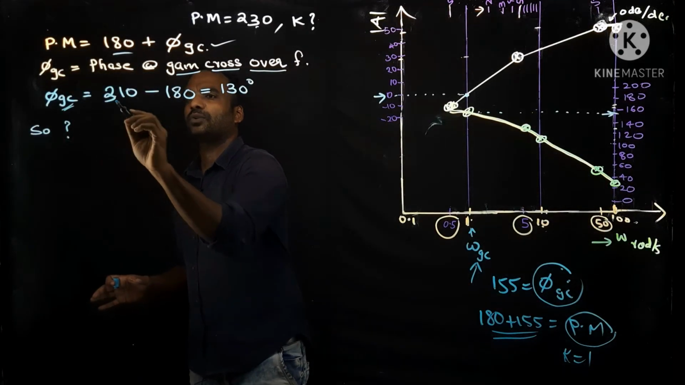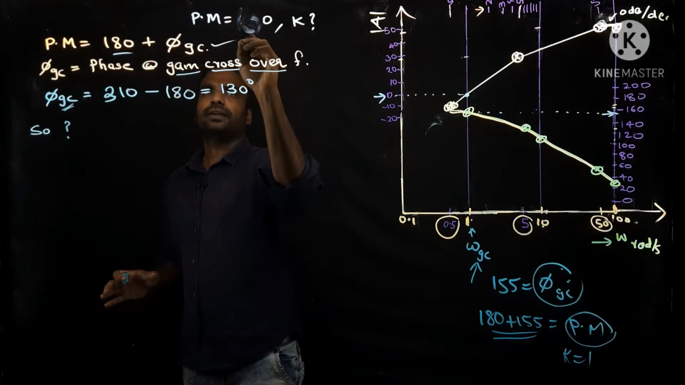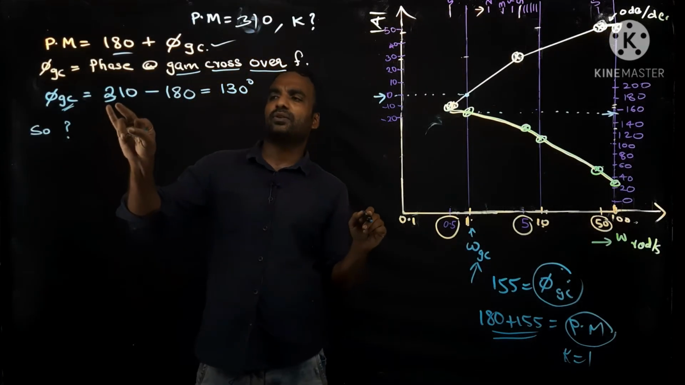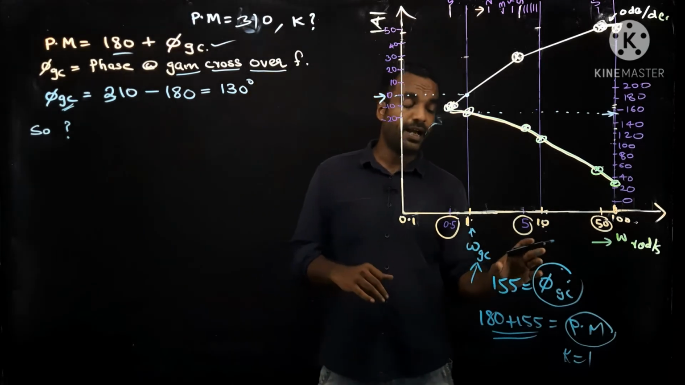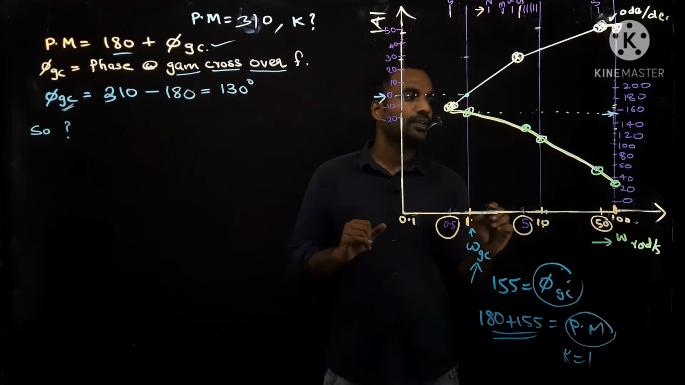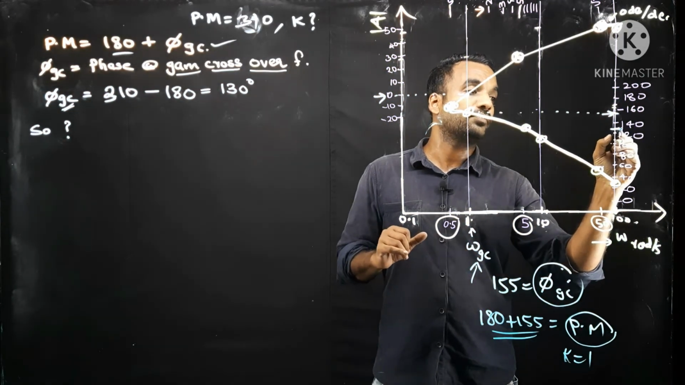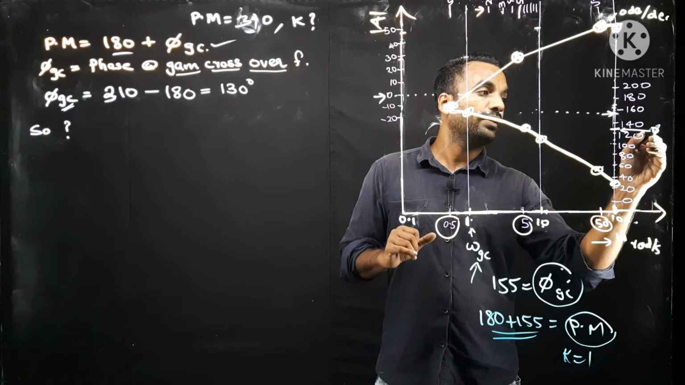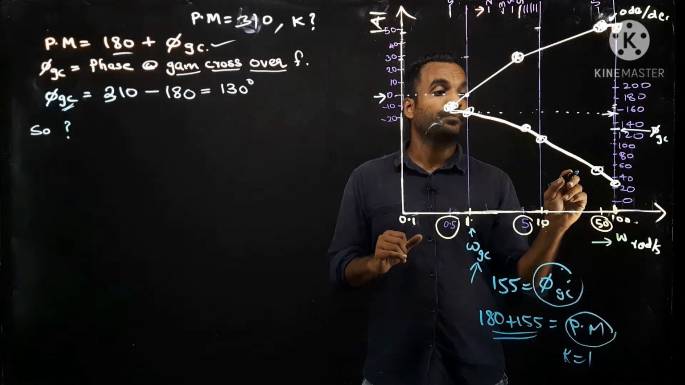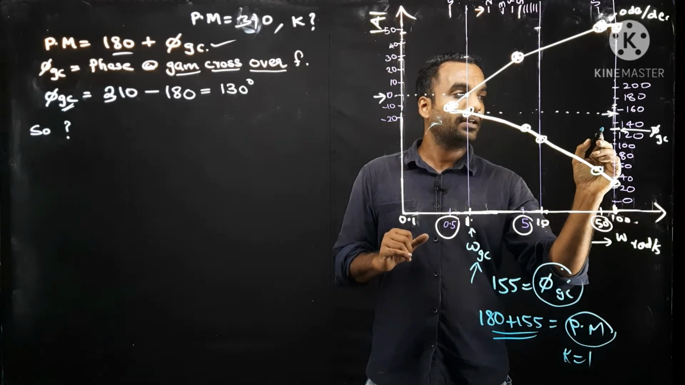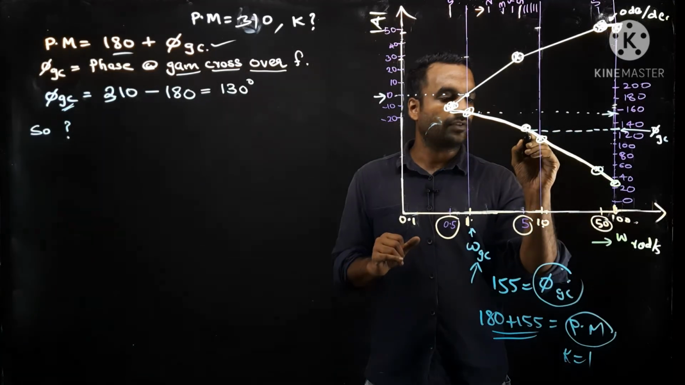Then phi GC is equal to, not 230, sorry, 310. Now phi GC is equal to 310 minus 180, that is equal to 130. So initially I obtained phi GC. So that phi GC 130 should be marked here. Phase corresponding to gain crossover frequency. Okay, so from this one I will definitely get gain crossover frequency.